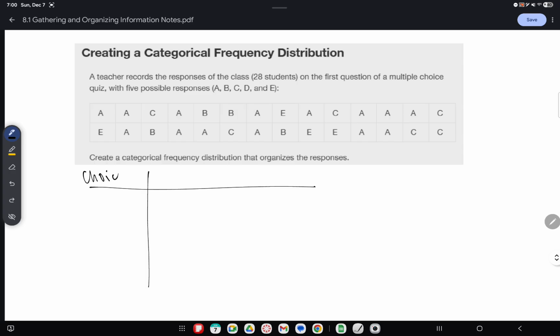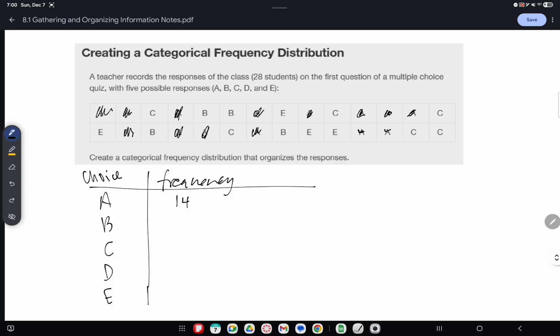So we can label this as choice. And we have A, B, C, D, and E as choices. And then this would be the frequency. So I'm going to count up how many of each letter there are. So 1, 2, 3, 4, 5, 6, 7, 8, 9, 10, 11, 12, 13, 14 A's. You might see it as numbers, or you might see it as tally marks. Either one, totally fine. Let's do B. 1, 2, 3, 4.